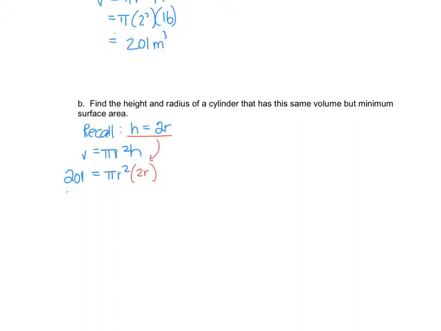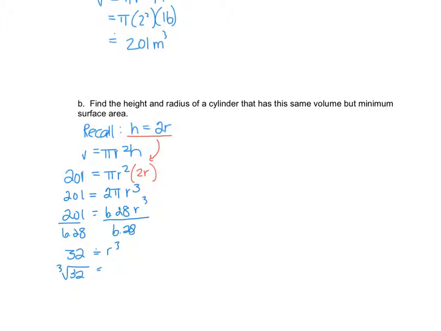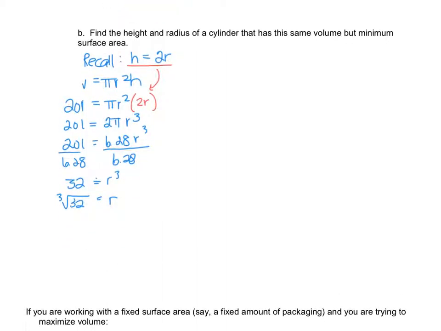So now that I have an equation only dealing with one variable, we can simplify this on the right-hand side to 2 pi r cubed, which is approximately 6.28 r cubed. Now in order to get r by itself, let's divide by 6.28 on both sides. So r cubed is approximately 32. And now to get r by itself, we're going to need to take the cube root of 32. Your calculator has a button for doing that. If you're not sure where it is, just let me know and I'll help you find it. So the radius we need is approximately 3.17 meters.